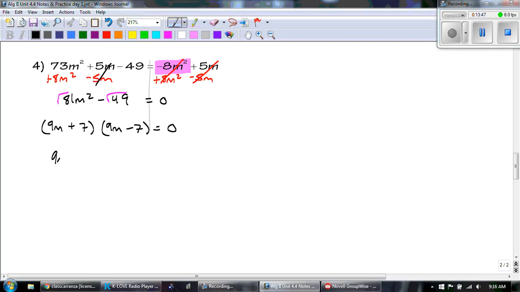Everything with a variable, we set equal to 0 because we're solving. Okay, so we subtract 7 to both sides. We get 9m equals -7. And I divide both sides by 9 to get m equals -7 over 9.